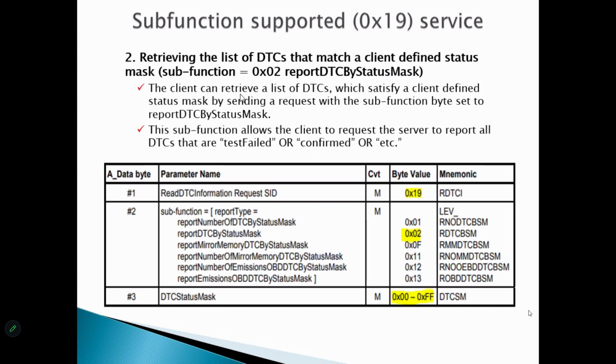Okay. So the client can retrieve a list of DTCs which satisfy a client-defined status mask by sending a request with the subfunction byte set to report DTC by status mask. This subfunction allows the client to request the server to report all DTCs that are test failed or confirmed, etc.